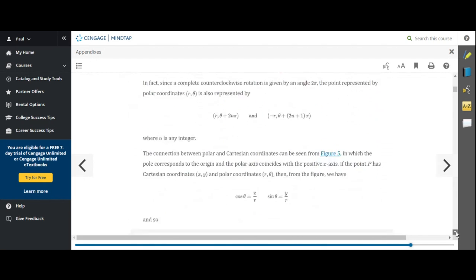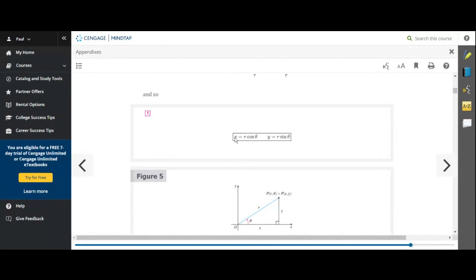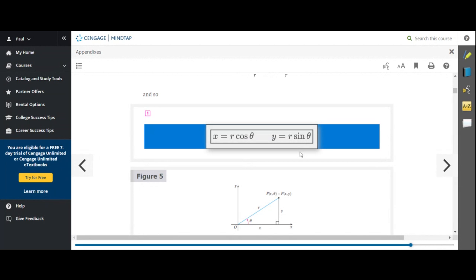Okay, so of course, with polar coordinates, sometimes you want to take a polar coordinate and rewrite it as a Cartesian coordinate, or you have a Cartesian coordinate and you want to convert it to a polar coordinate. Well, x equals r cosine theta and y equals r times the sine of theta. That's because cosine of theta is x over r, and sine of theta is y over r. How many recall those formulas from your trig days? They should be familiar to you.